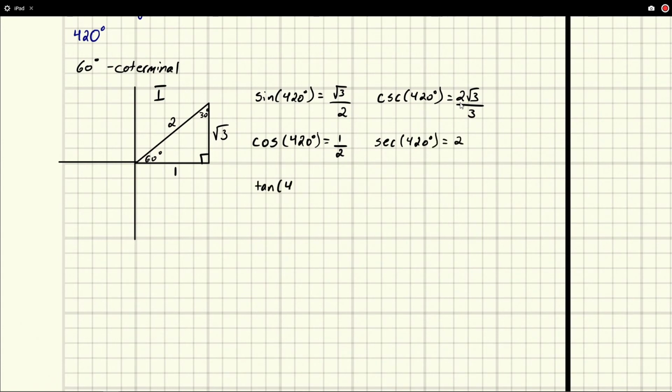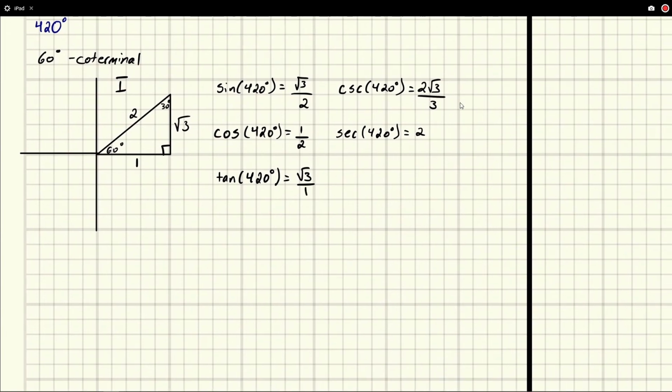Tangent of 420 degrees is equal to, and now for tangent, that is rise over run. So that's going to be rad 3 over 1. That's how I think of it. Think of slope over 1, or just rad 3.